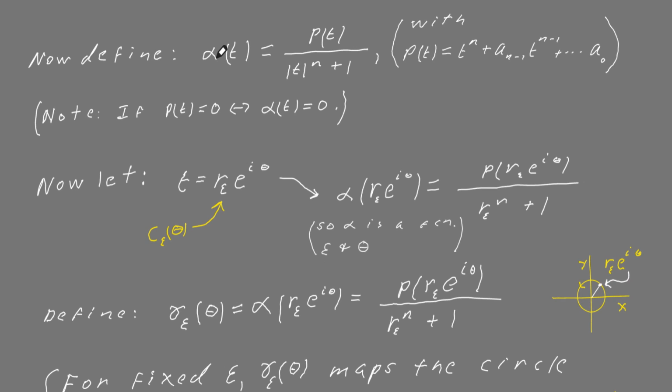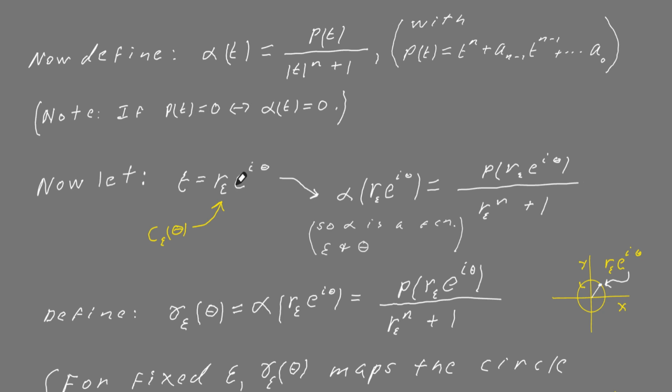Now I'm going to define an alpha of t equal to p of t over magnitude of t raised to the n plus 1, with p defined as above. And you can see from this that if p is 0, you're going to have 0 over something non-zero. So alpha is 0. So if p is 0, then alpha is 0. And if alpha is 0, you have a function here over something non-zero, so that function has to be 0. So if alpha is 0, then p is 0.